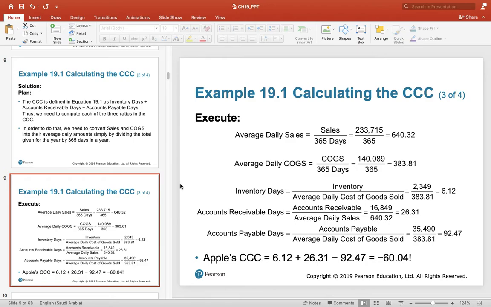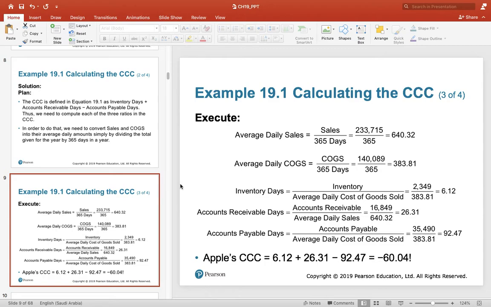So your money is tied up in inventory. Apple's money is tied up in inventory for 6.12 days. Apple's money is tied up in receivables for 26.3 days. Now payables days: payables divided by daily cost of goods sold. Payables given in the question are 35,490 million, divided by the daily cost of goods sold calculated above, 383.81, is equal to 92.47 days. That is the payables days.